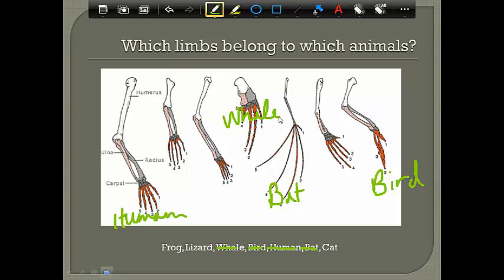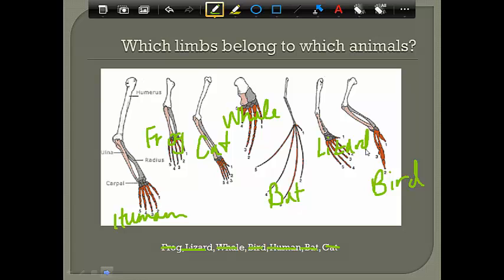The frog has longer, thinner toes with webbing between them. So this is our frog here. The cat has a long forearm bone but shorter fingers. That's this one here. And the lizard has some pretty long toes as well.